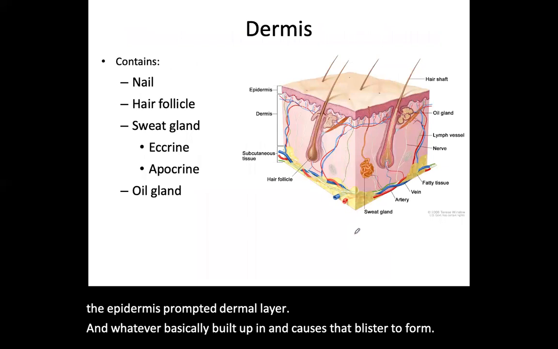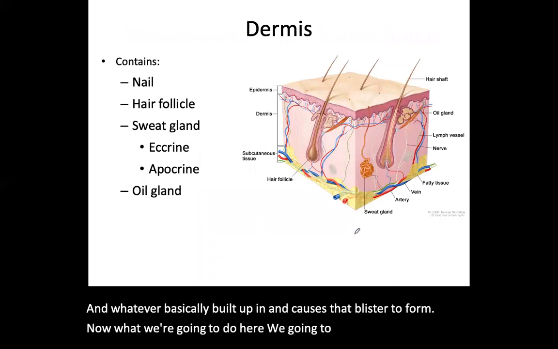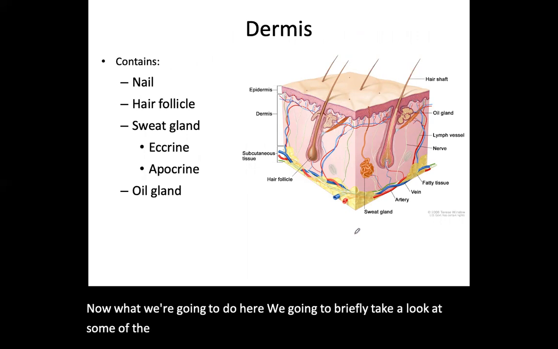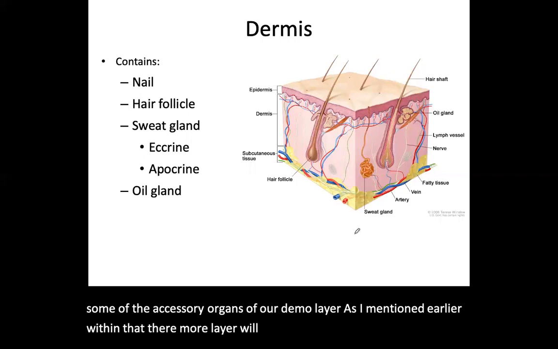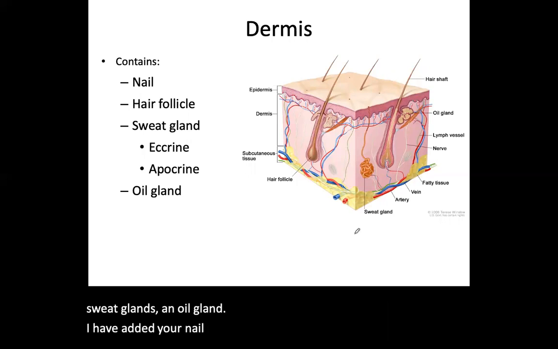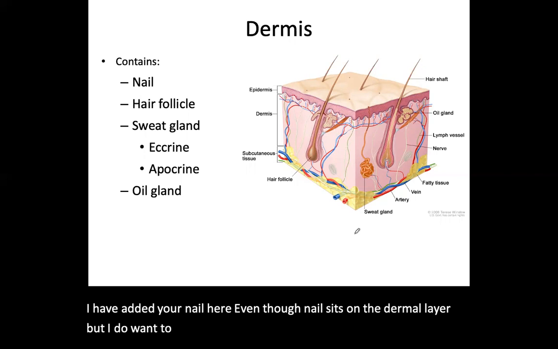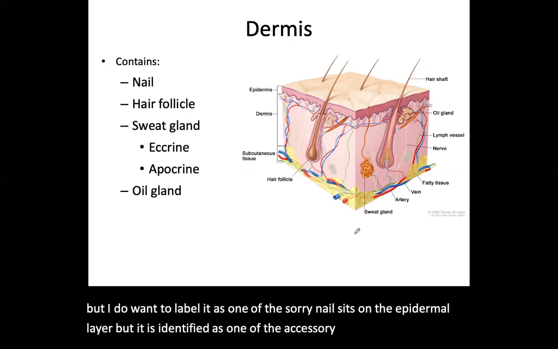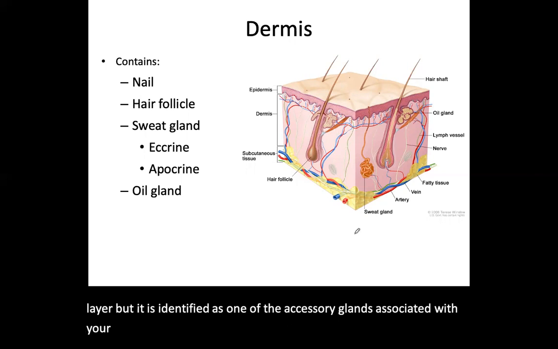Now, what we're gonna do here is briefly take a look at some of the accessory organs of our dermal layer. As I mentioned earlier, within that dermal layer, we will have hair follicles, your two types of sweat glands, and oil glands. I have added your nail here, even though the nail sits on the epidermal layer, but it is identified as one of the accessory organs associated with your integumentary system. So we want to briefly talk about each of those.